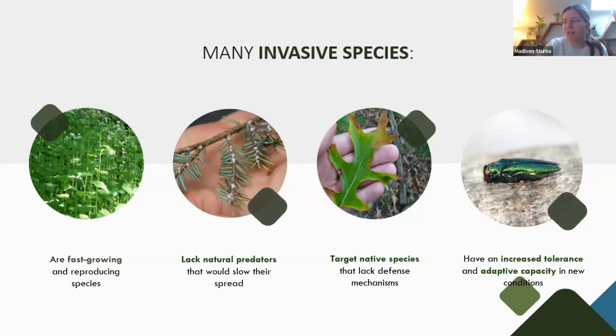The fourth shared characteristic is that these invasive species tend to have an increased tolerance and adaptive capacity in these new conditions. So they do really well in these new environments that they're completely not used to at all. A good example of this would be invasive insects like the emerald ash borer right there. This came from somewhere warm, like Asia, and they're able to survive these much colder conditions here than they're used to surviving back home. So they're just really good at adapting.